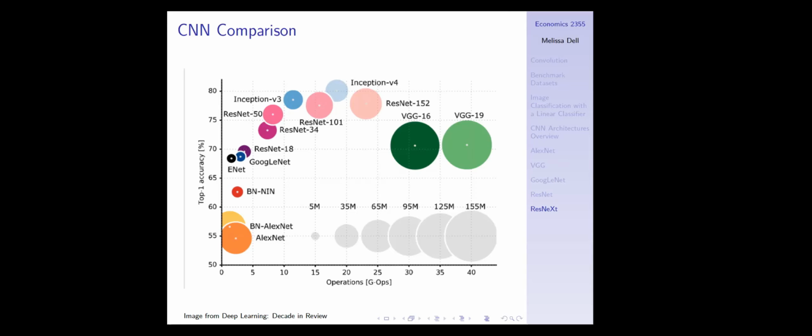So I know we went through the last part, and especially ResNext, pretty quickly, but are there any questions at all? Okay, and so next class we'll talk specifically about image classification.